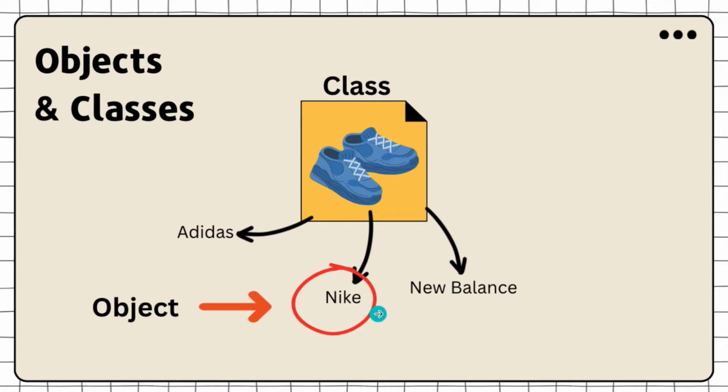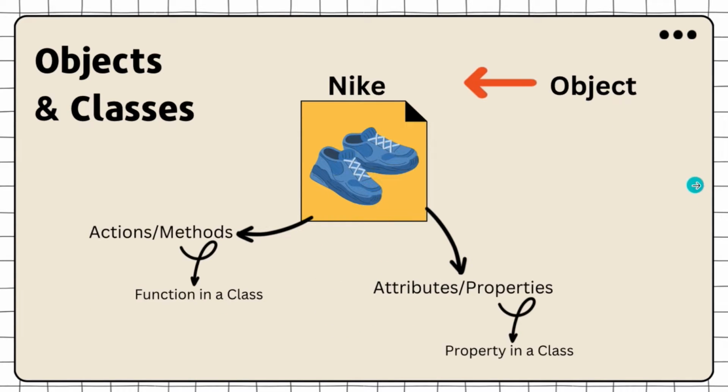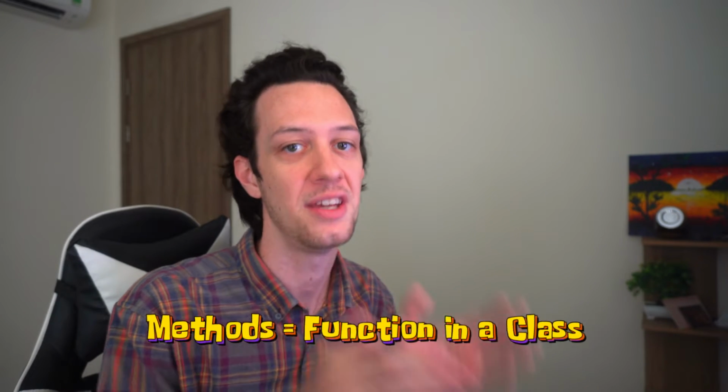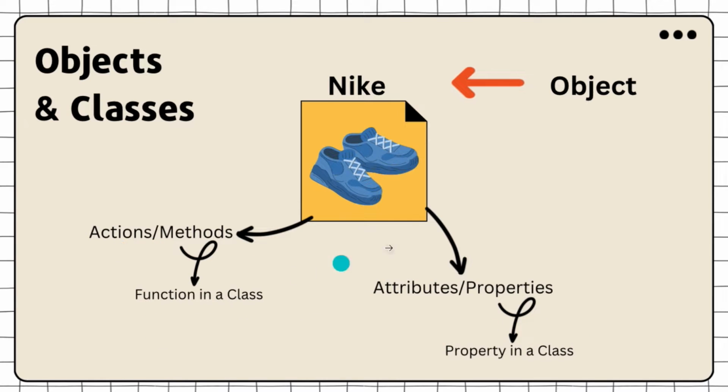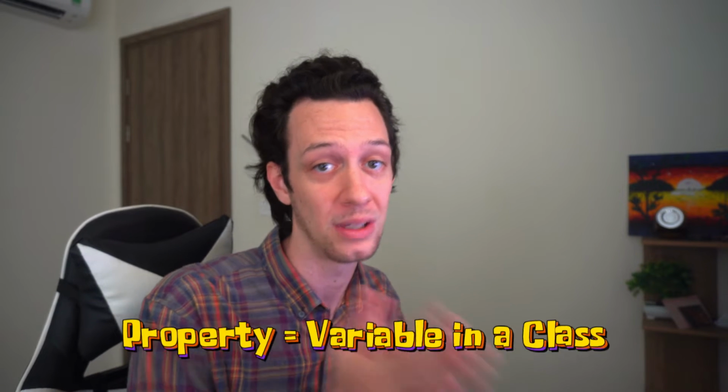Now every object can do different things, right? Because an object has its own actions. Now these actions are known as methods, and literally a method is a function in a class. That's it, okay? And then you can also see that our object has attributes, and these attributes are just properties. And literally, well, I said property in a class here. Okay, I need to fix that. A property is literally just a variable in a class.